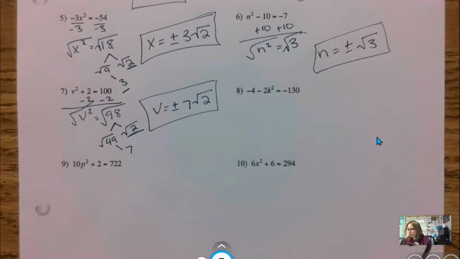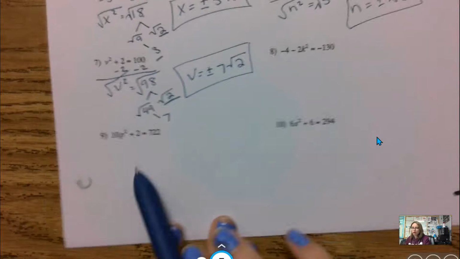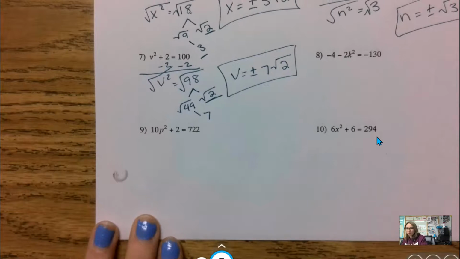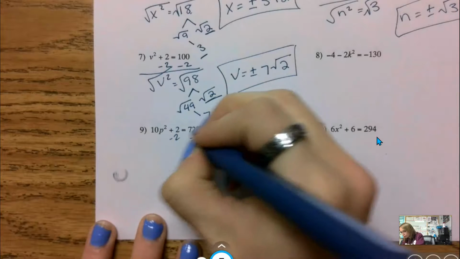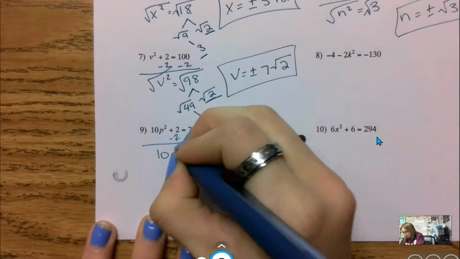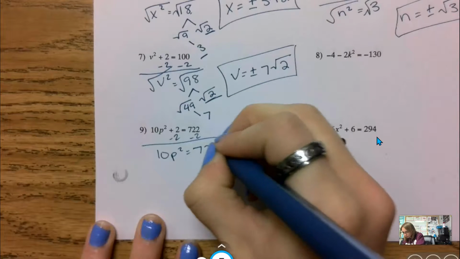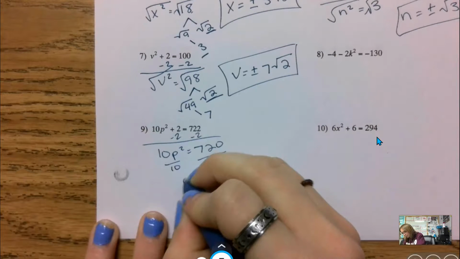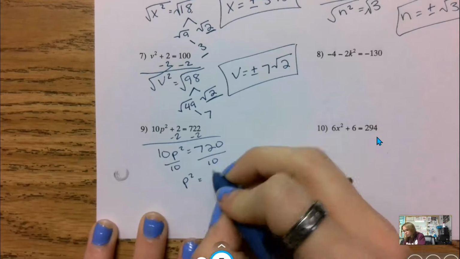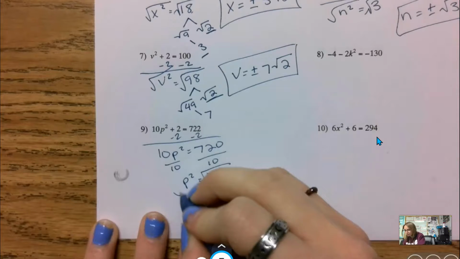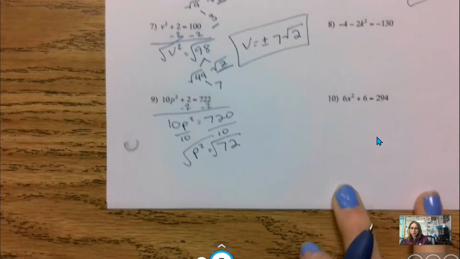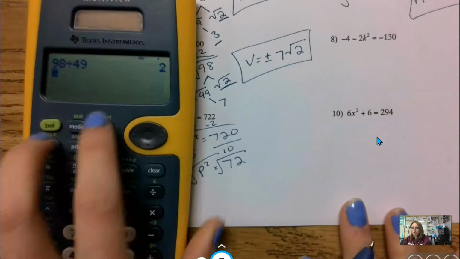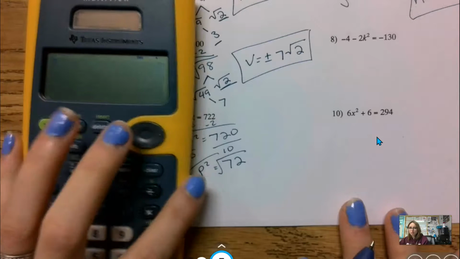Alright, now let's see if there's another more complicated one. Okay, let's do 9, okay? So let's see here, let's subtract 2 from both sides. 10p squared equals 720. Now divide both sides by 10, and p squared equals 72. I'm going to take the square root. Let's go ahead and just start trying some numbers.